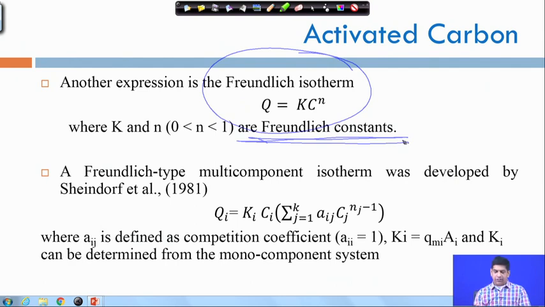C is the maximum concentration, and Q is the sorption capacity for that particular material, based on maximum sorption capacity. So, K and N will be the Freundlich constants for the activated carbon. The Freundlich-type multi-component isotherm was developed along with some others.